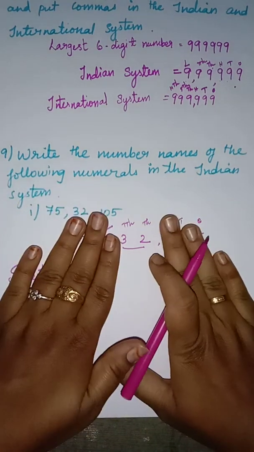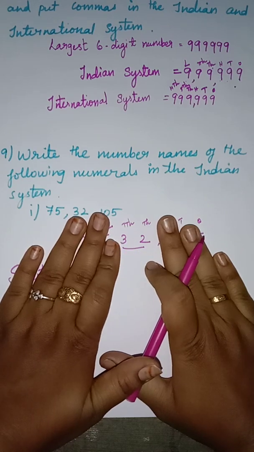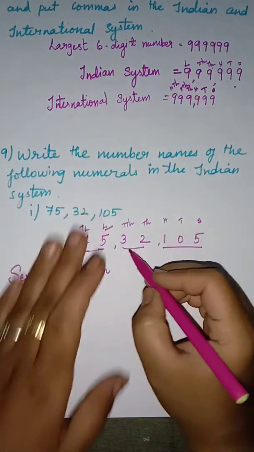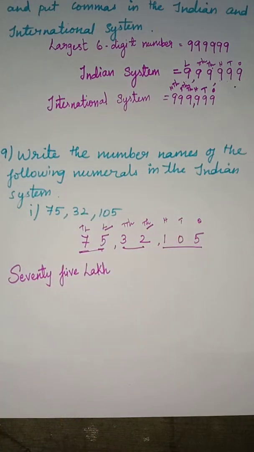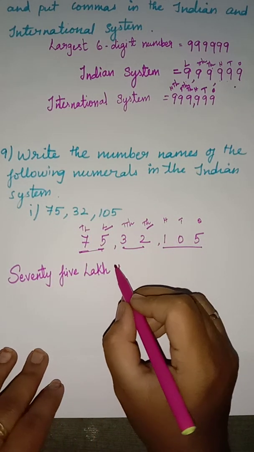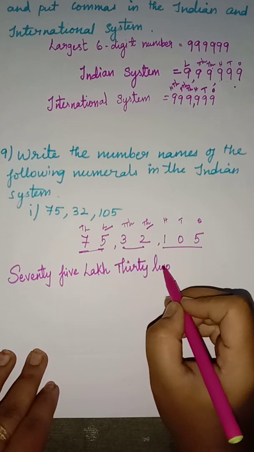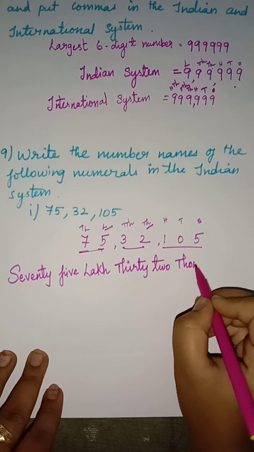Then you'll just leave these three, and you just see here 32. Yes, the number they have given is 32. So 32,000. Okay.